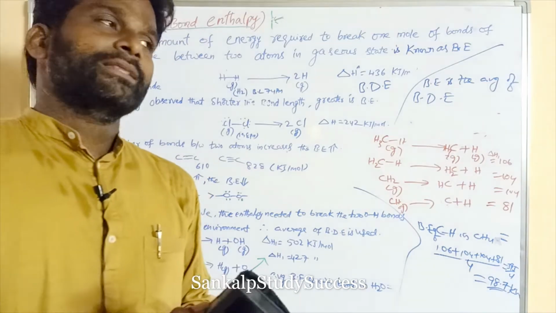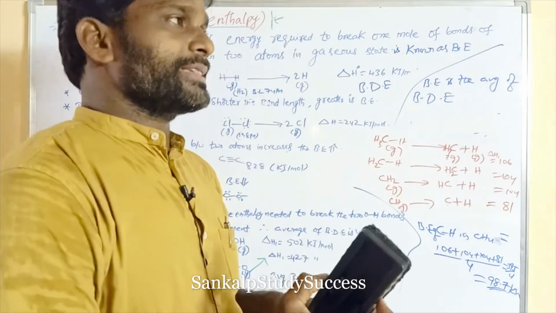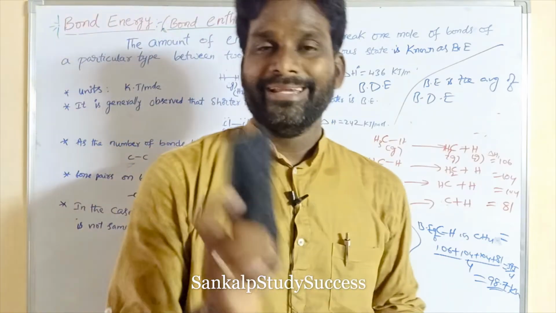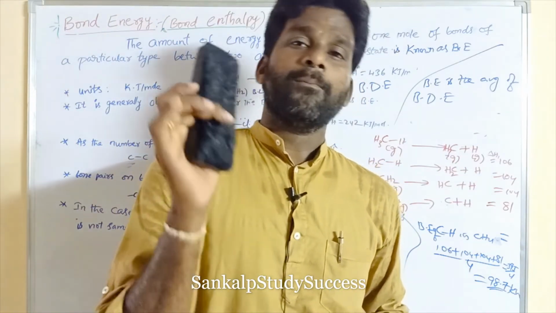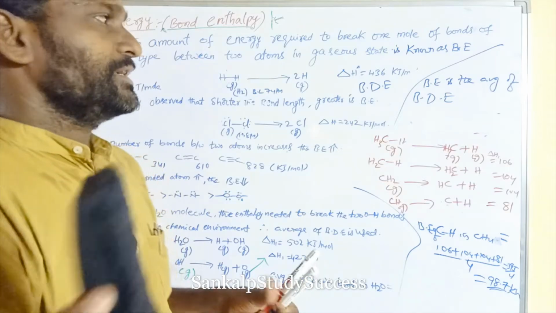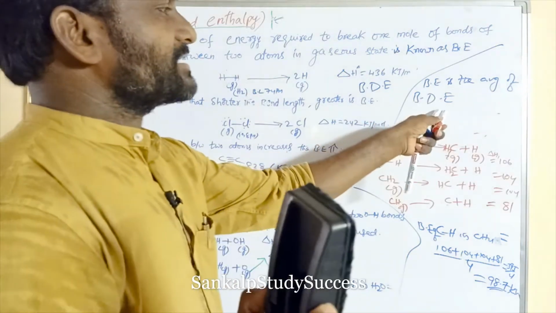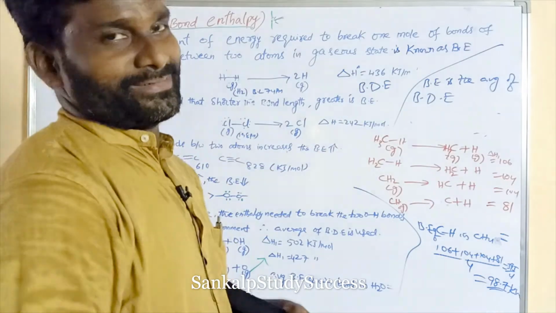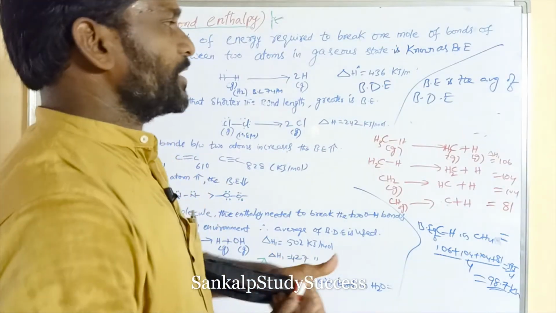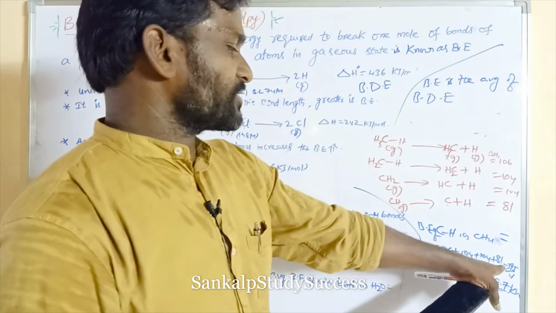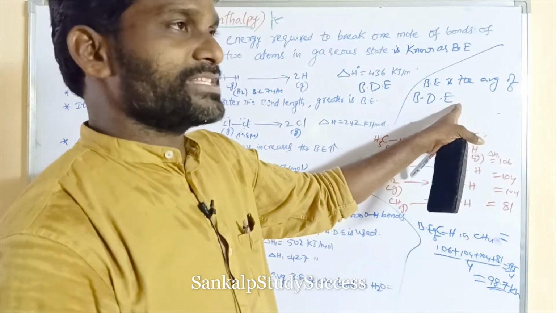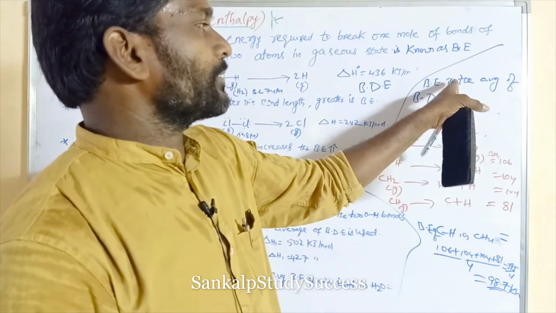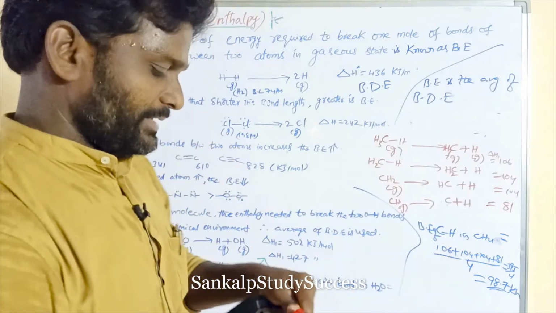So the bond energy or bond enthalpy of any molecule is the average of the bond dissociation energies. Now, is the bond dissociation energy of C–H equal to 1 by 4 of bond energy? Yes or no? Bond energy is equal to 1 by 4 of the sum of bond dissociation energies, but bond dissociation energy is not equal to 1 by 4 of bond energy. Next.